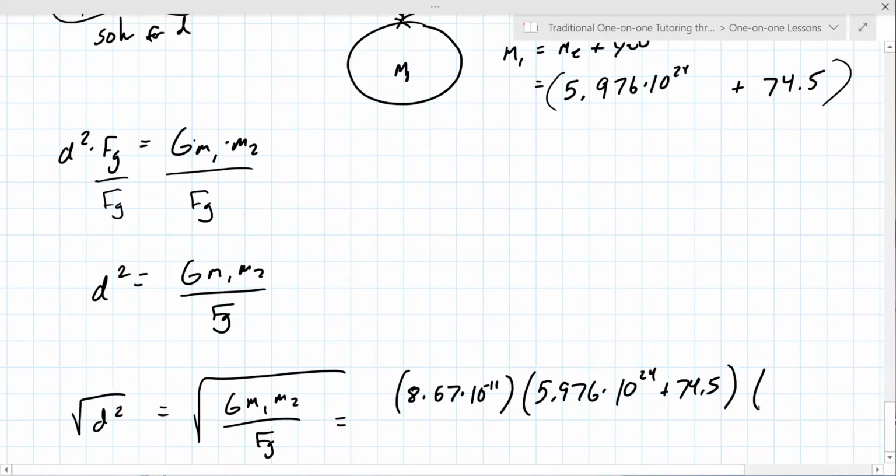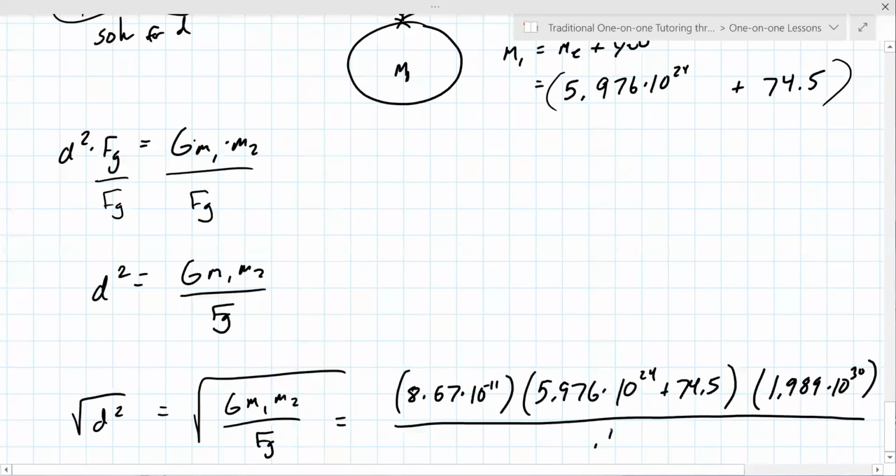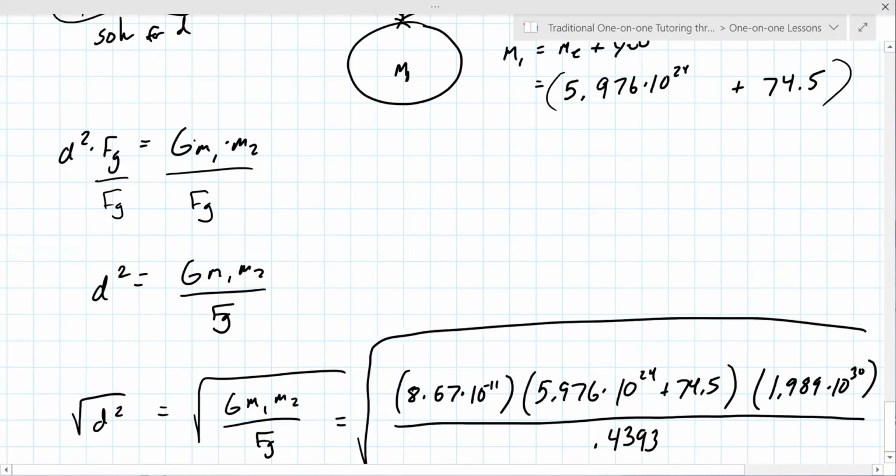And then mass 2 is the mass of the sun. Mass of the sun is 1.989 times 10 to the 30, all over the force of gravity. And that's the number that they gave you, 0.4393, square root of all that.